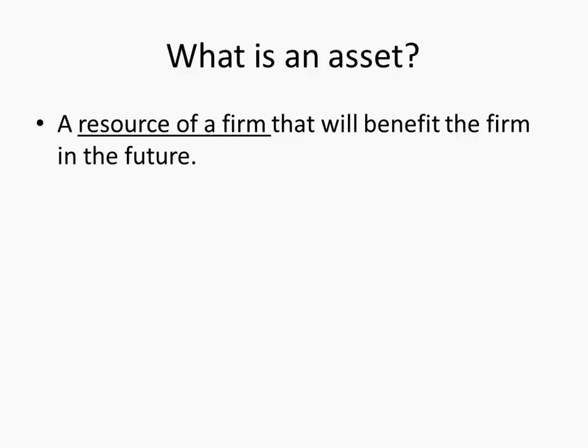Why? You can buy things. You can buy inventory. You can pay your bills. That's a benefit, right? That keeps you going. Got to pay those bills in order to stay in business. Name another asset.